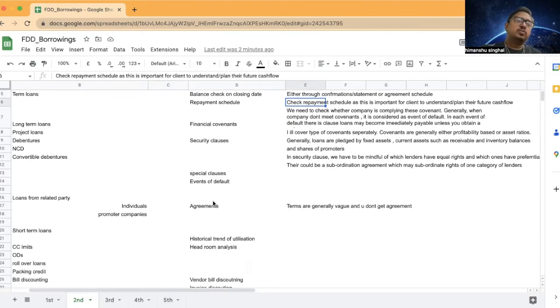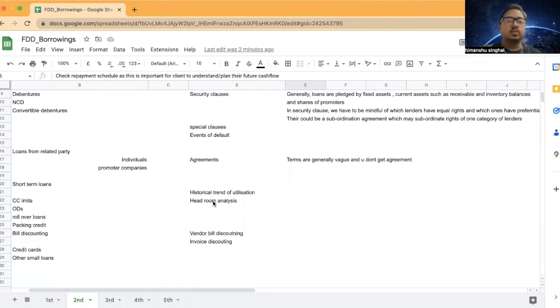In terms of short-term loans, we have CC and OD limits. In that you can utilize as much as you want at any particular point in time up to a specified limit, and interest is charged on the amount availed. Then we have rollover loans, which are for a period of 8 to 10 days, 15 days, 30 days. The name of the instrument could be different based on geography and the banks, but these roll over after a fixed duration.